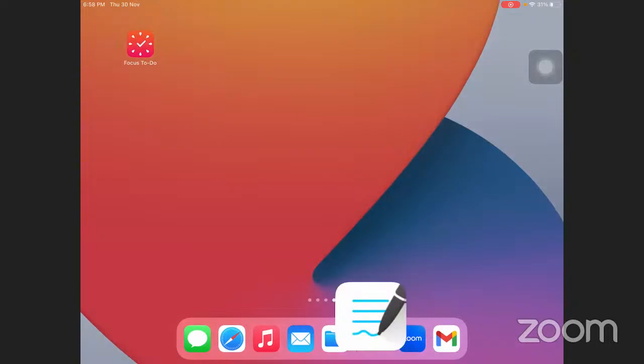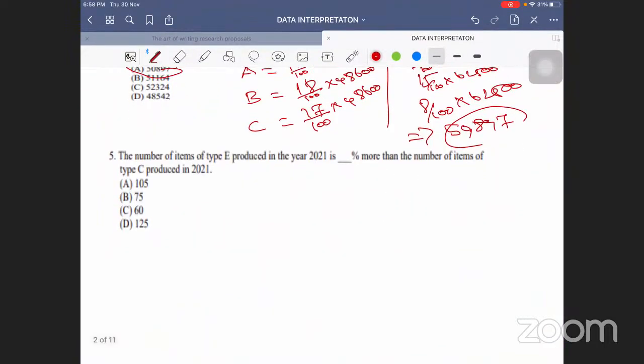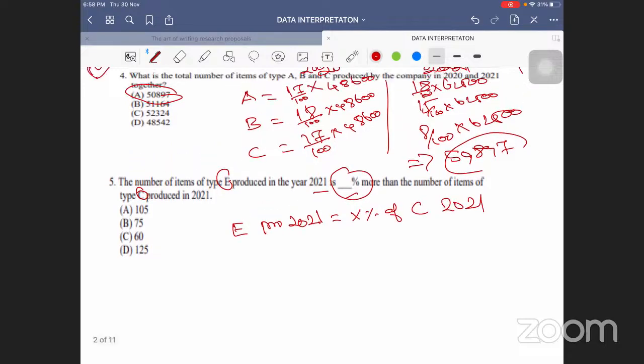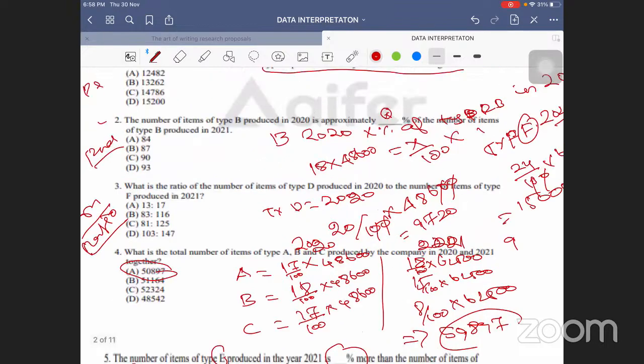Okay, so I move on to the fifth sum. The number of items of type E produced in 2021 is a dash percentage more than the number of items produced of type C. So like a dash percentage. So E production in 2021 is equal to X percentage of type C in 2021. So same as the second question.